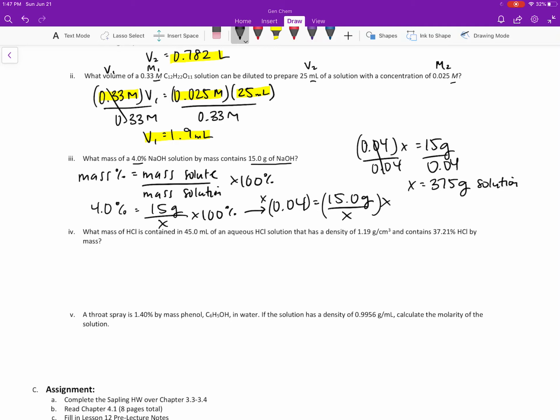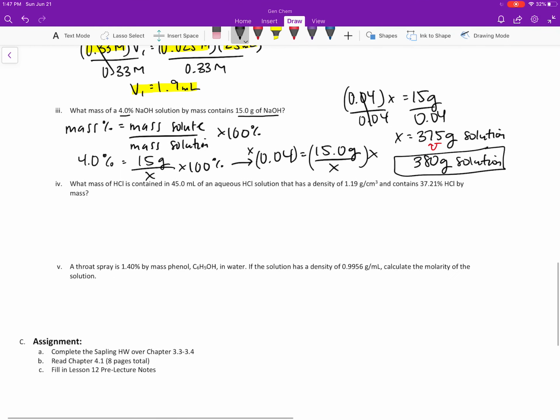I have 2 sig figs and 3 sig figs, so if I'm going to round this up, it's going to be 380 grams of solution according to sig figs.